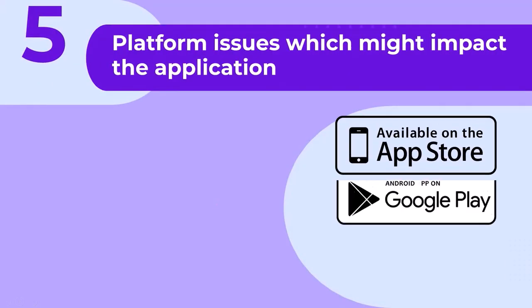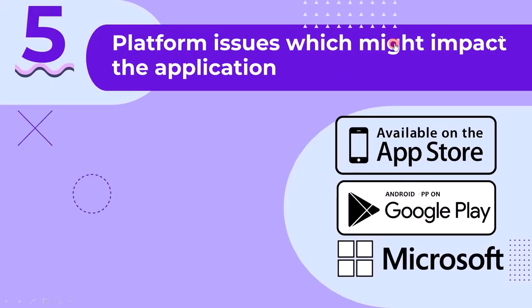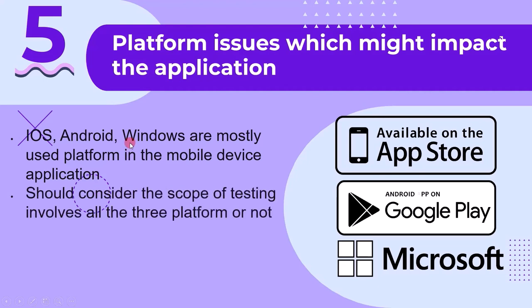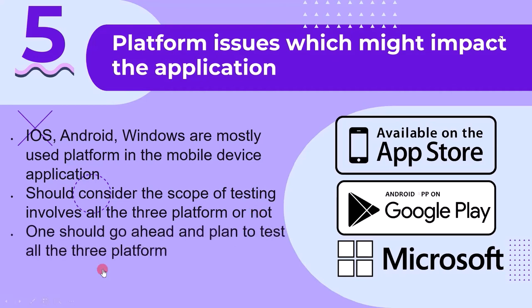The fifth risk is platform issues which might impact the application. iOS, Android, and Windows are the most used platforms in mobile device applications. While test planning, one should consider whether the scope of testing involves all three platforms or not. Based on this understanding, one should go ahead and plan to test all three platforms.